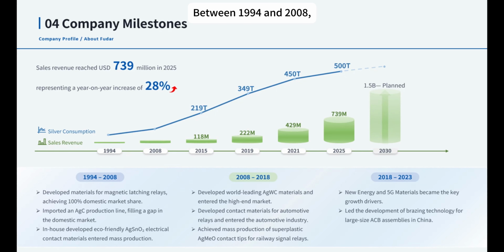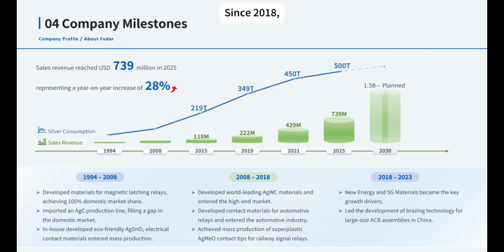Between 1994 and 2008, Fudar developed materials for magnetic latching relays, introduced the silver graphite production line, and brought eco-friendly silver tin oxide electrical contact materials into mass production. Over the next decade, from 2008 to 2018, we expanded into higher-end and more specialized applications, including contacts for automotive relays and railway signal relays. One notable milestone was becoming the sole supplier of communication and control contacts for China's high-speed rail and urban rail systems, giving Fudar Alloy a 100% share of this specific market.